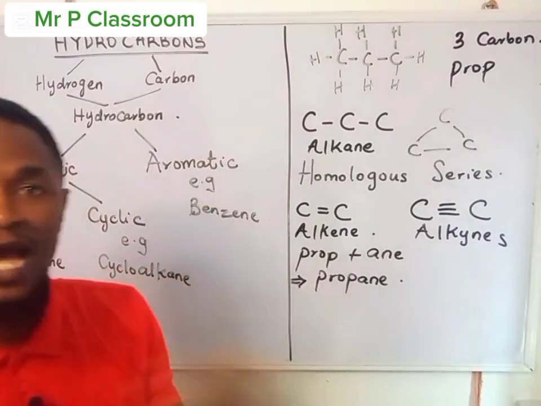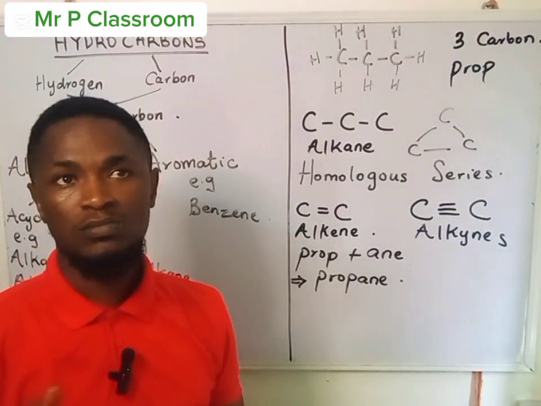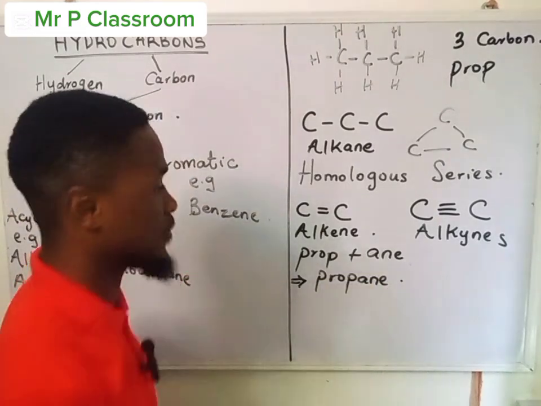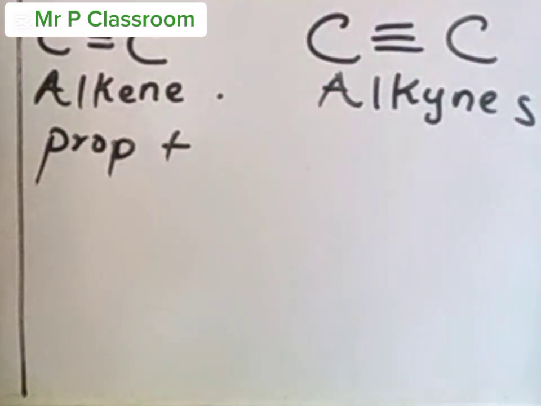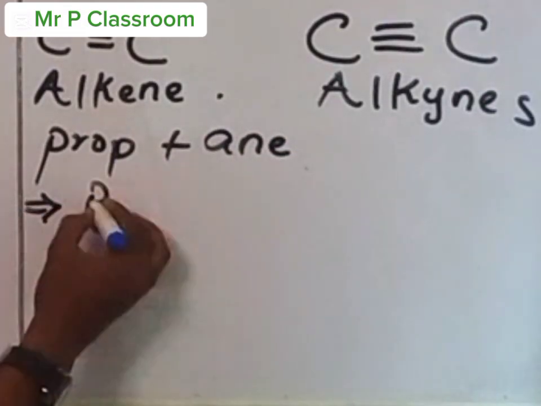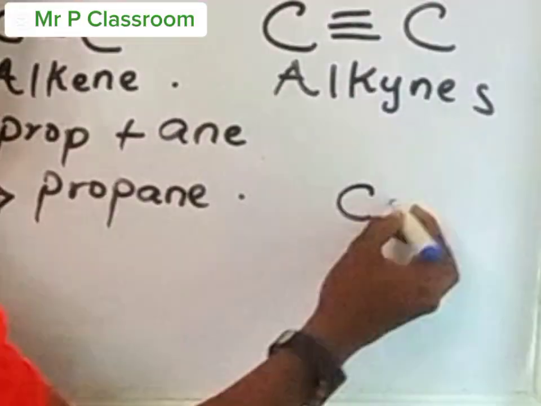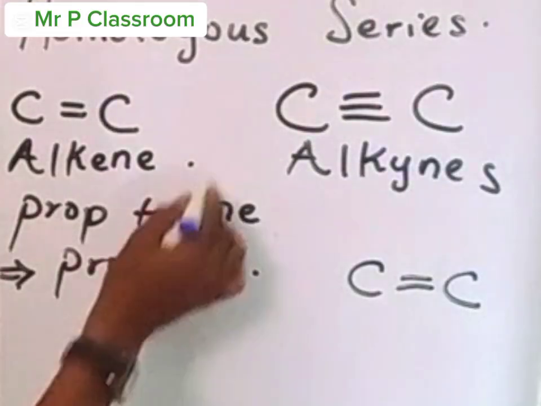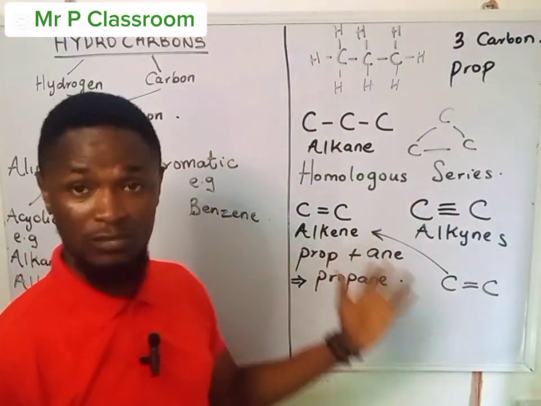What if it has 2 carbons in the chain and it belongs to the alkene family? What would the name now be? It's prop, and the suffix, which is the homologous series, gives you the name. The name is propane. Something like this, right? And this is alkane, definitely.